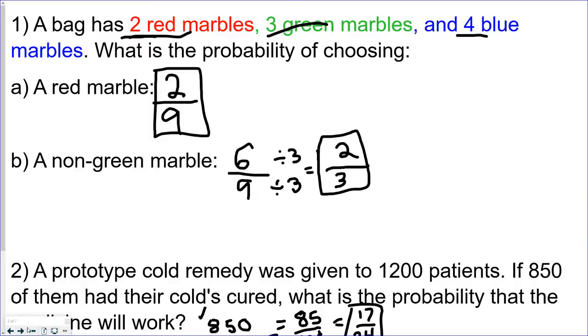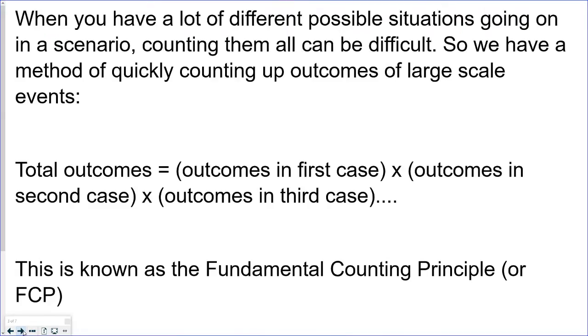So to help us with that, we have this thing called the FCP, or the fundamental counting principle. Basically, this is a way for us to calculate what the total number of outcomes are in very large situations. So the total number of outcomes is basically how many things could happen in the first category, how many things could happen in the second category, how many things can happen in the third category, and so on and so forth until you run out of categories, and then you multiply them all together.